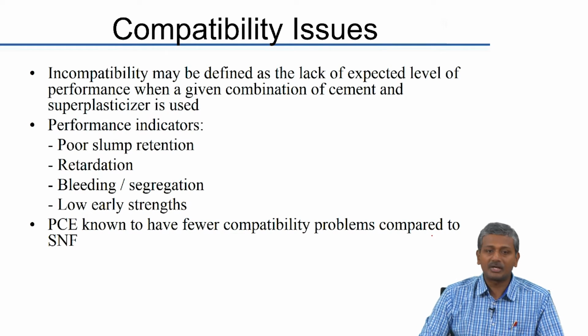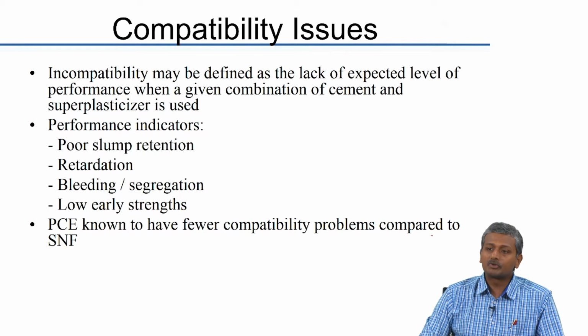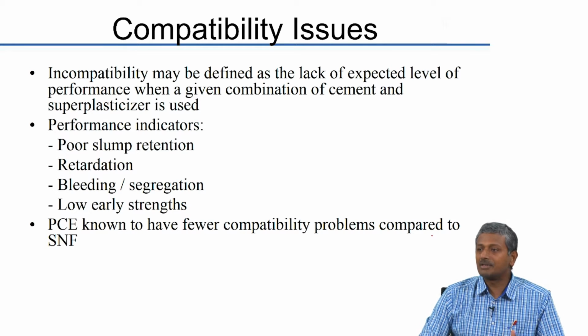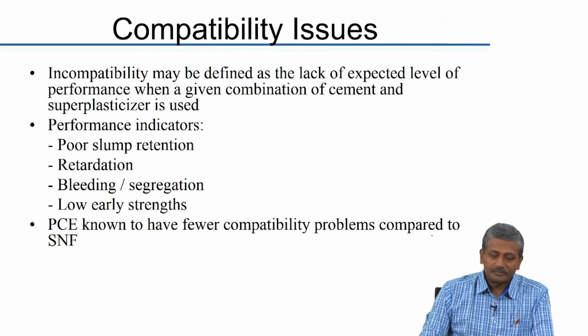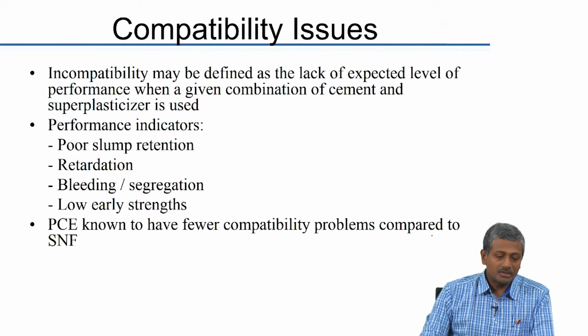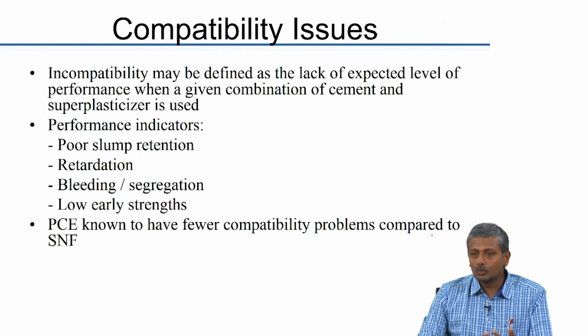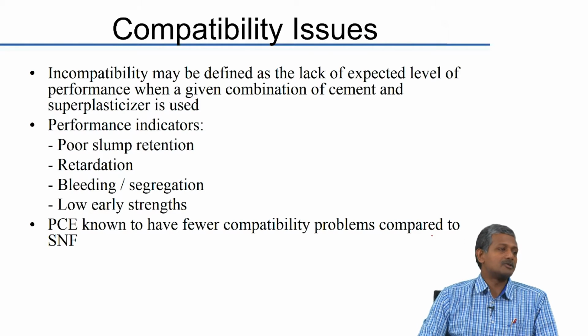You may have poor slump retention with the concrete, you may have retardation, excessive retardation. In some cases I have actually got reports from sites which indicate that concrete has not set for nearly 7 days or 14 days. Okay, so poor slump retention, retardation, bleeding, segregation and low early strengths, these are some of the problems that we expect to happen when we do not choose our mix design properly, especially if we do not have the right combinations of cement and superplasticizer.